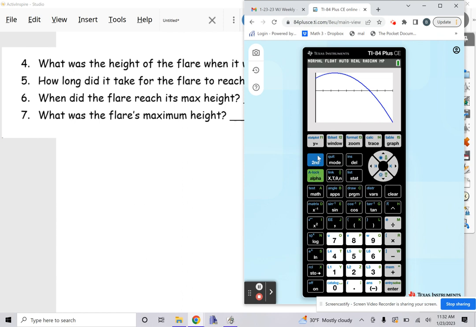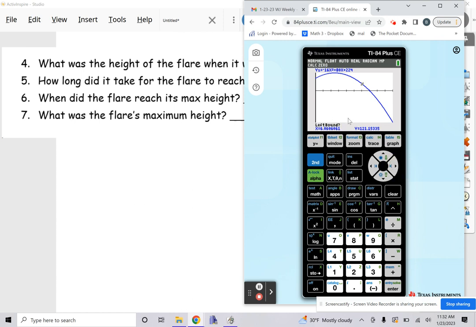Okay. Well, to verify that, we're going to hit second trace. Okay, now 3 things we're going to use today: zero, minimum, and maximum. Right now we're looking at a zero because I want to know where it crosses the x-axis. Remember, zeros and x-intercepts are the same thing.